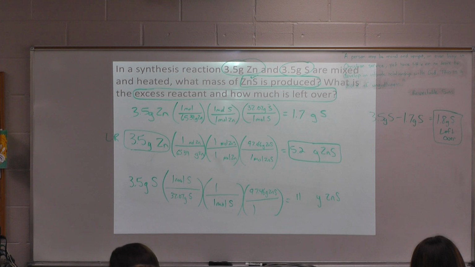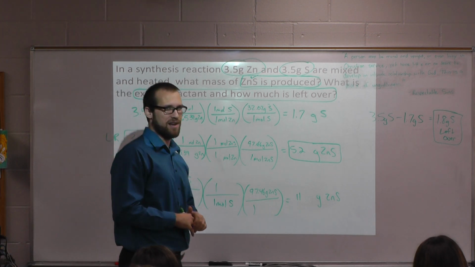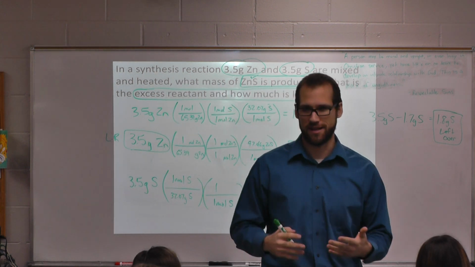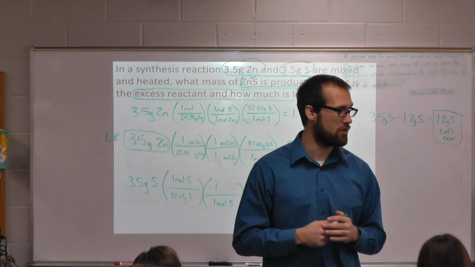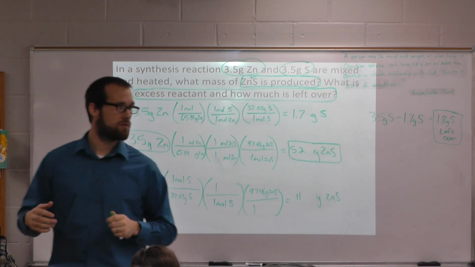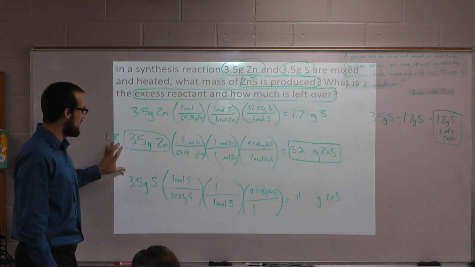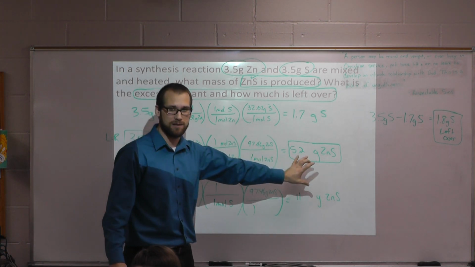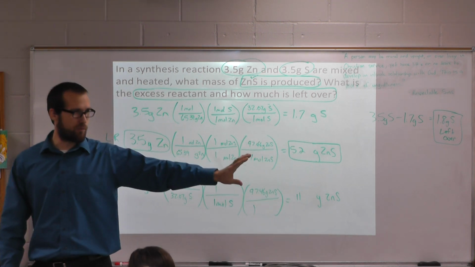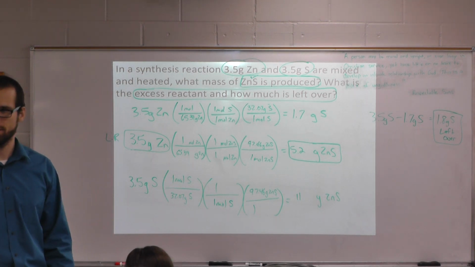So what did we do? At the very beginning, you have to identify the limiting reactant. To do that, what do you do? You have to solve twice. We had to take our 2 reactants' masses and solve for the same product, because that tells us how much product we'd be able to produce if we used all of our reactants.